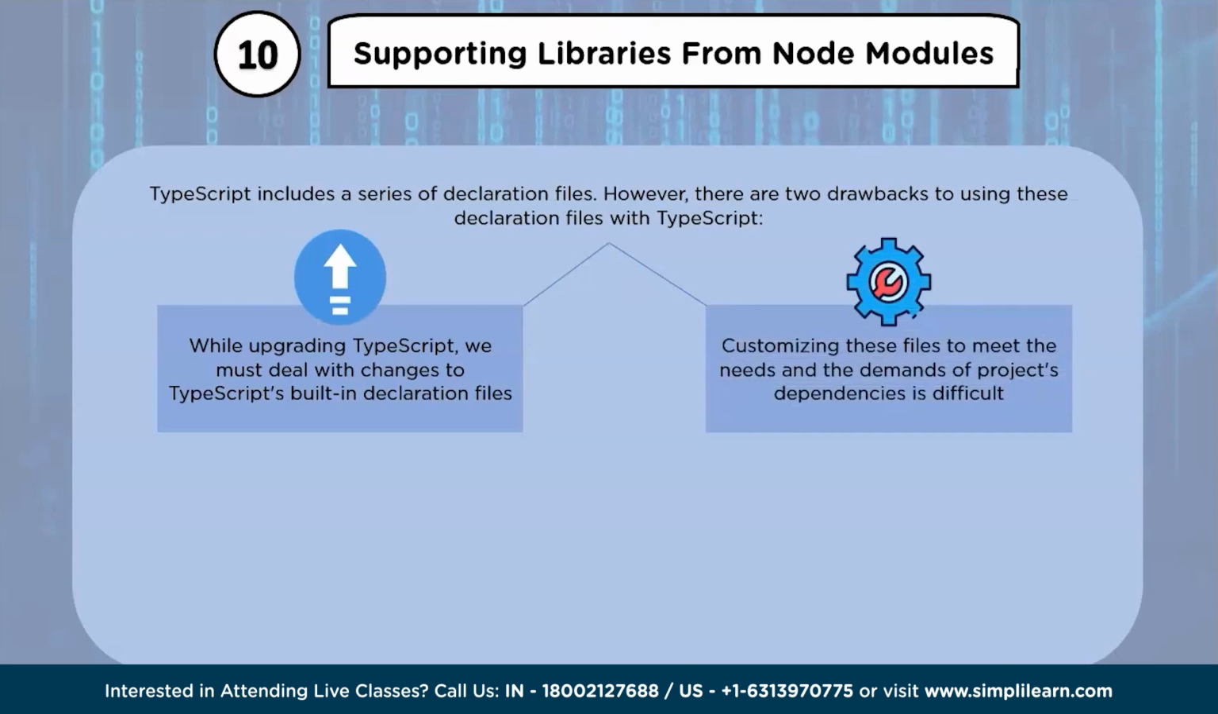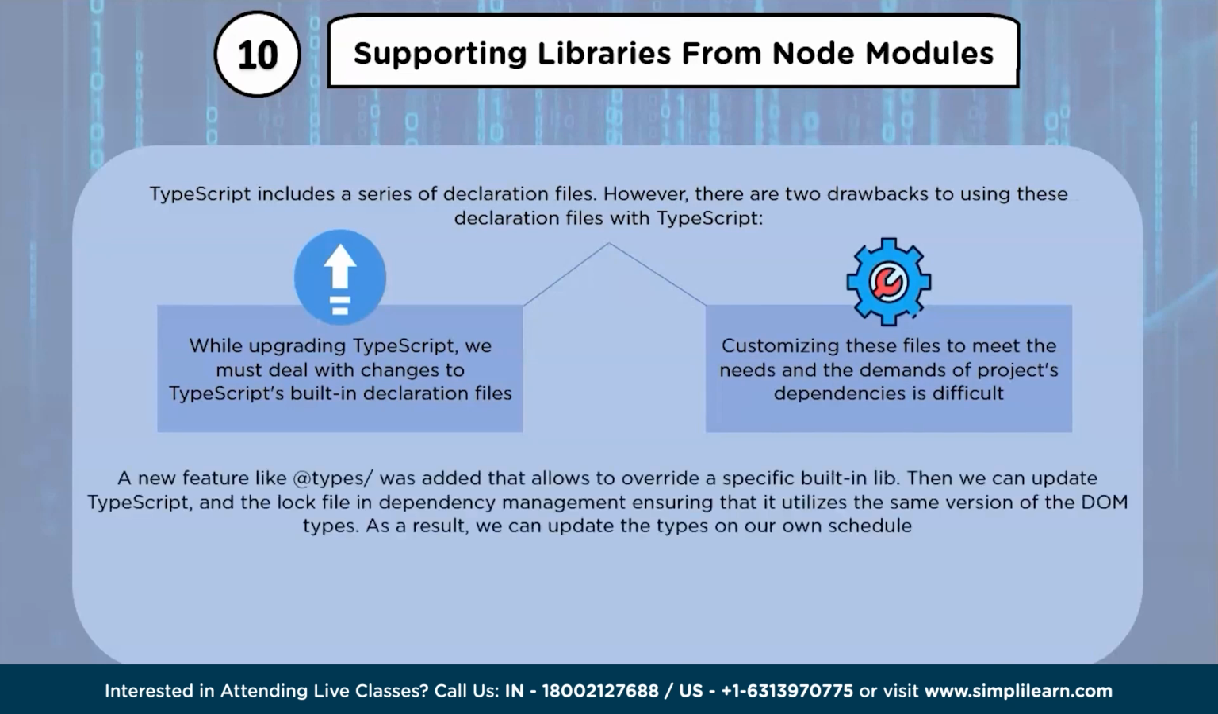And the other drawback is that customizing these files to meet your needs and the demands of project dependencies is difficult. So to overcome this, a new feature like types was added that allows us to override a specific built-in library. Then we can update TypeScript and lock the file in dependency management, ensuring that it utilizes the same version of DOM types. As a result, we can update the types on our own schedule.